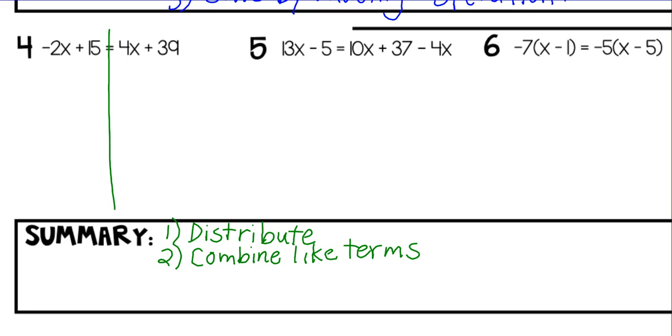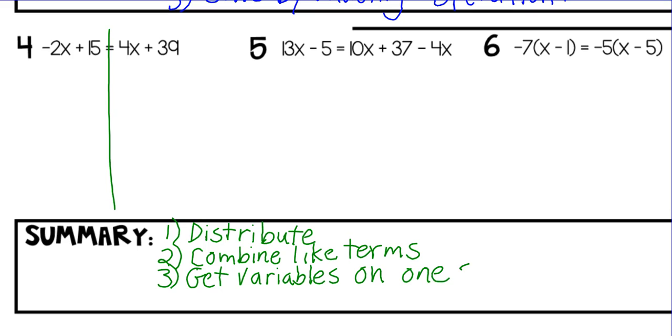Our third step is to get variables on one side. Okay, so if you have variables on both sides like you do here, you're going to have to figure out how to get them on one side, and there's different ways. So get variables on one side, just like you did with the models. You had to cancel out on one side so that you could keep them on the other.